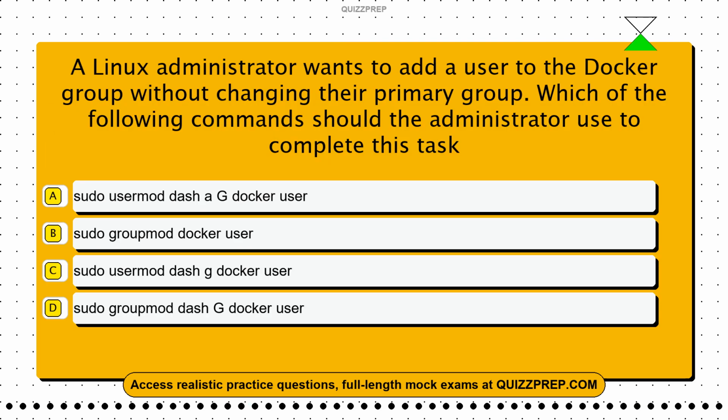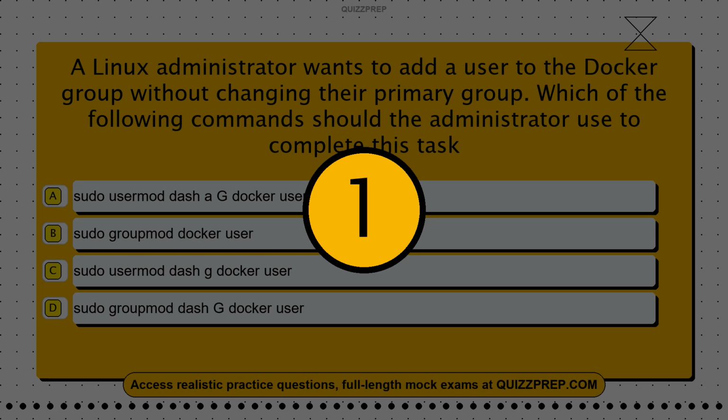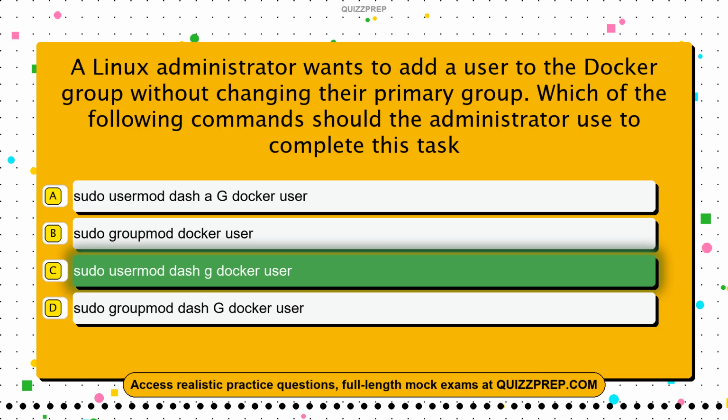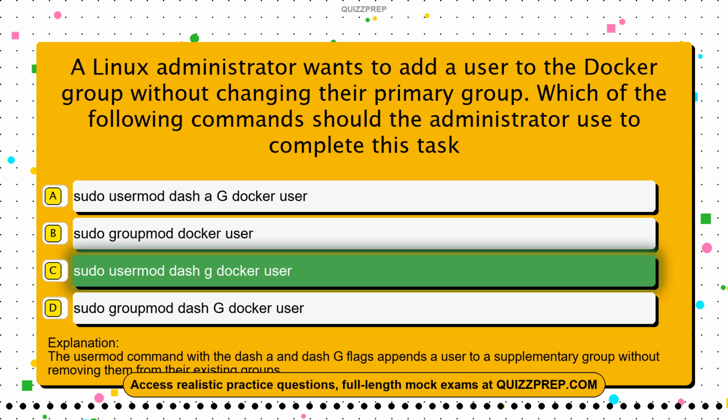Question 15. A Linux administrator wants to add a user to the docker group without changing their primary group. Which of the following commands should the administrator use to complete this task? Option A, sudo usermod -ag docker user. Option B, sudo grepmod docker user. Option C, sudo usermod -g docker user. Option D, sudo grpmod -g docker user. The correct answer is option C, sudo usermod -g docker user. The usermod command with the -a and -g flags appends a user to a supplementary group without removing them from their existing groups.